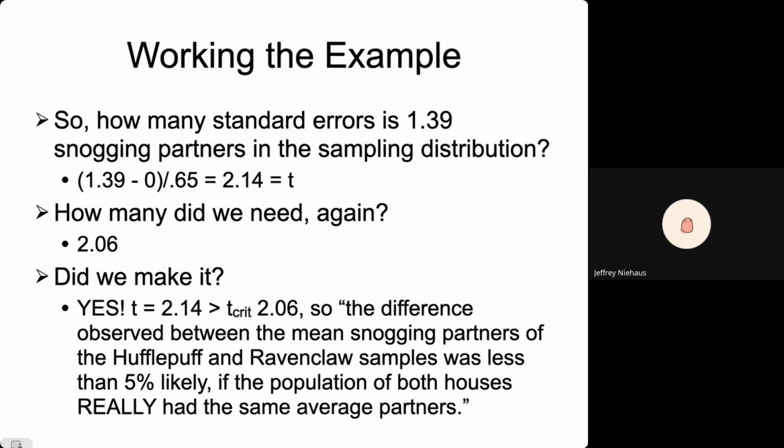So this would be a significant test. Not by a lot, but it's significant. Since our test ratio is bigger than, in absolute terms, the critical value, the difference observed between the mean snogging partners of the Hufflepuff and Ravenclaw samples was less than 5% likely to have happened if the two populations were actually the same. And so that means that it is statistically significant. Got it? That's independent samples t-tests.